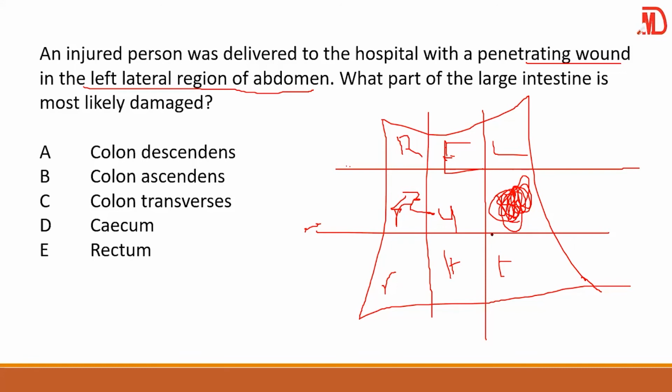So over here, you're definitely looking at your descending colon. So the answer is A. If it were to be the right, then of course you are thinking of the ascending colon. If it were to be the umbilical area, then you can think of the transverse colon. If it were to be the right iliac, then you can think of the cecum, or the caecum, if you want to pronounce it that way. So over here, the answer is A. Please take note of that.